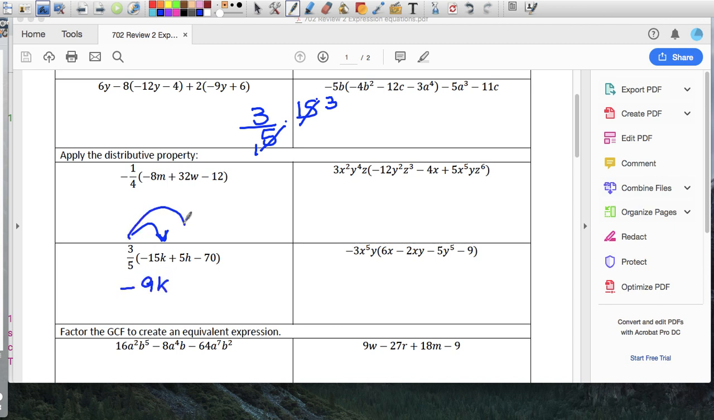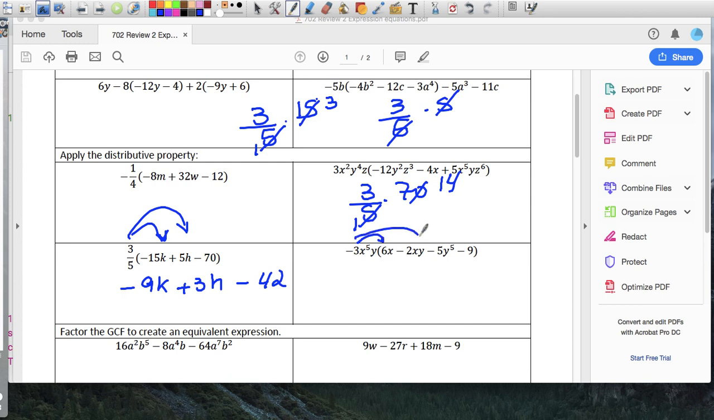And then you're going to do the same thing. 3/5 times 5, these two will cancel out, and you could just get 3h plus 3h. And lastly, it's a positive times a negative. You get a negative. And if you do this on the side, 3/5 times 70, you can simplify the 5 and the 70, and that's going to give you 14. And 3 times 14 is 42. Likewise, the same thing: coefficients with coefficients and variables with variables.